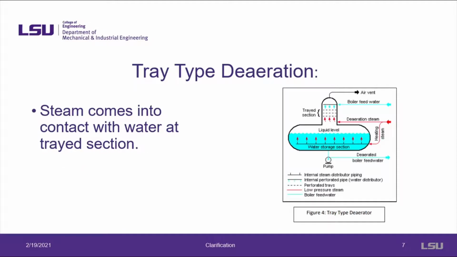Tray type deaeration begins with the water from the demineralization system entering the deaerator, while simultaneously low pressure steam enters the deaerator. They meet at the tray section shown here.